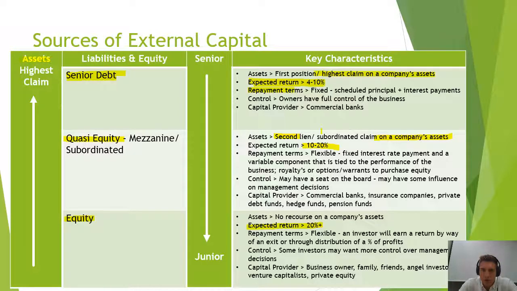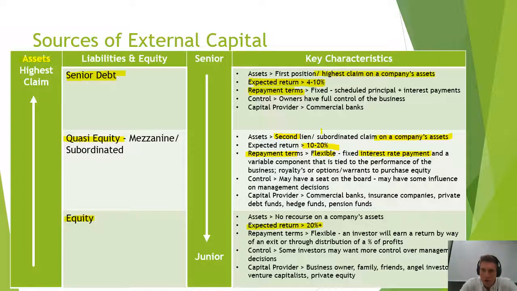Another difference between the three are on the repayment terms. With senior debt, there are scheduled monthly principal and interest payments. These payments must be met no matter what. Now, quasi-equity lenders are a little bit more flexible when it comes to the repayment of their capital. Usually there is an interest payment that is involved, but it may not have to be made on a monthly basis. It may have to be made on a semi-annual basis or on an annual basis.